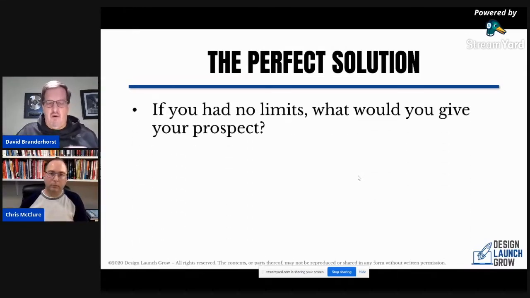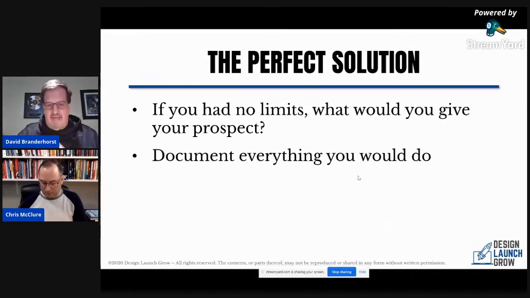And then think about what would be the perfect solution. So if I had no limits on me, I didn't have a limit on my ability, on my time, on my money, what could I give my prospect to solve the problem? If I just had complete unlimited capacity and I could go out there and solve a problem with no limits, what would I do to ensure that my prospect got the result? What would I do that would ensure that they got the answer, that they were where they needed to be?